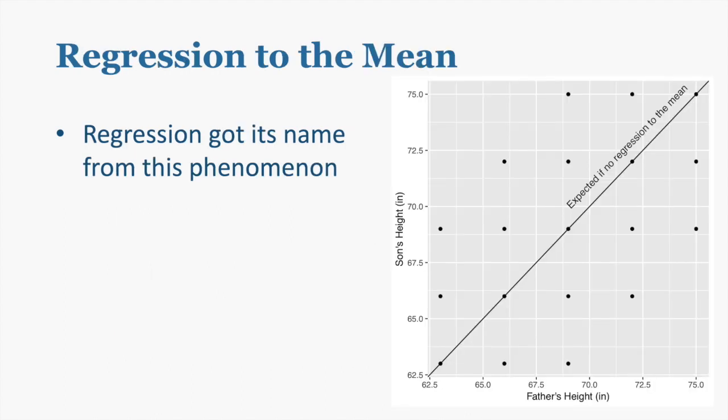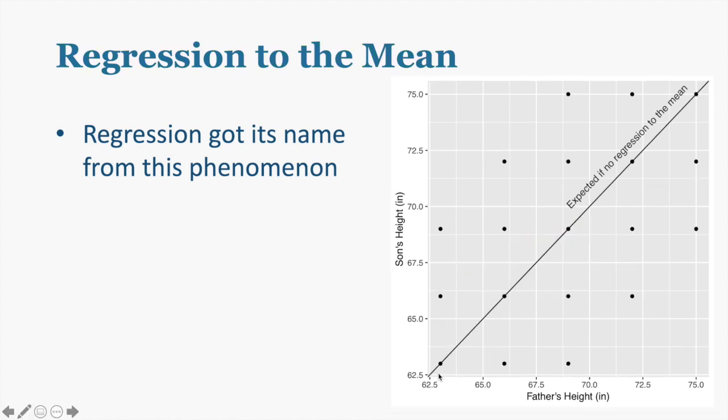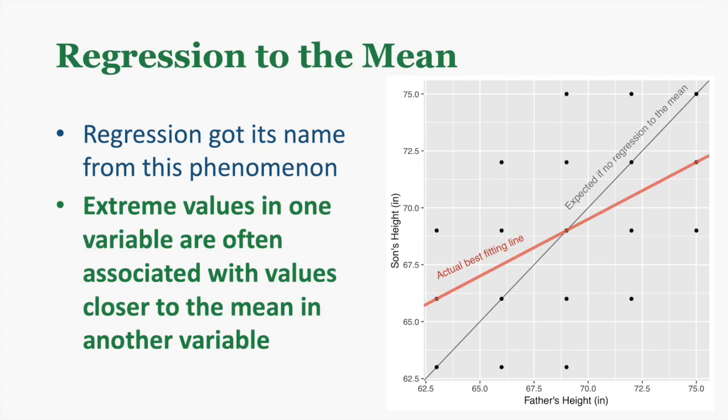Another thing, regression to the mean. So the name of regression actually comes from this. It's the idea that extreme values in one variable are often associated with values closer to the mean in the other variable. So for example, let's go back. So this line right here, this would be the expected line if there was no such thing as regression to the mean. Because this super extreme point on father's height should also be just as extreme for son's height. But it turns out the true best fitting line is this one, and it accounts for regression to the mean.